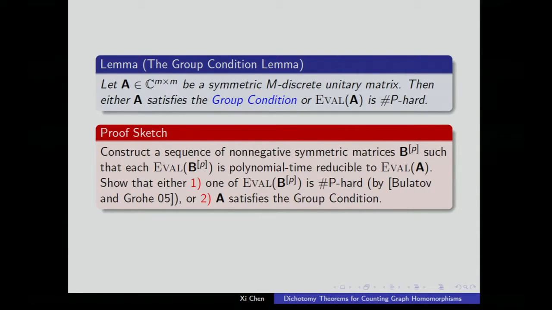So I have, I think, about 12, 13 slides for the proof of this lemma, but here is the high-level sketch. I have this matrix A that is discrete unitary. What we'll do is to construct a sequence of non-negative and symmetric matrices. Let's call them B bracket P for every positive integer P. And we're going to show that for each of these matrices, the problem of computing the partition function is polynomial time reducible to the problem defined by A.